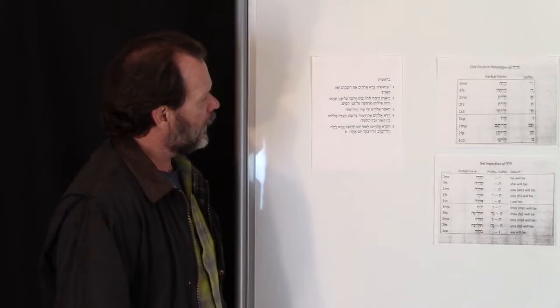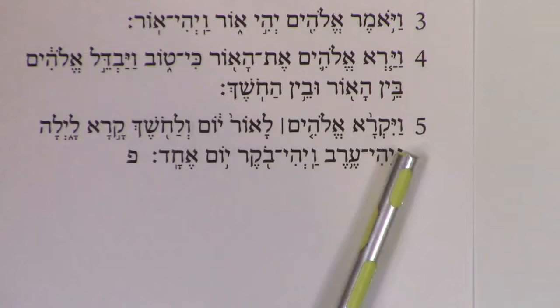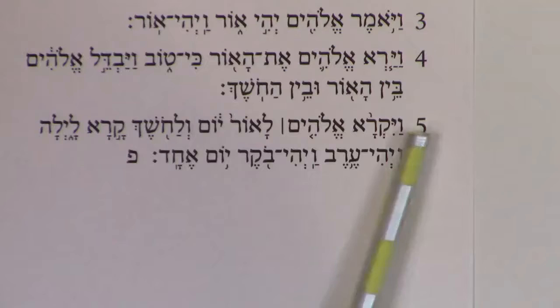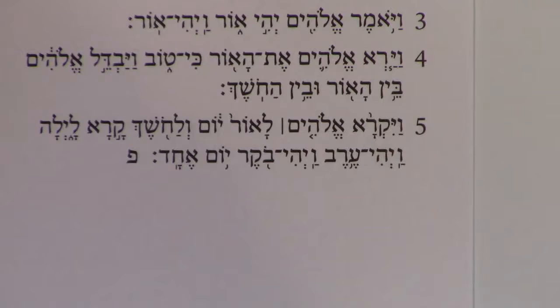So, yeah. So then we have it twice. We have it here as an imperfect, right? So let's parse it. The root is kara, qof-resh-aleph, and there is the yod that makes it an imperfect, and it's a vav conversive, so it is now in a perfect form, third person masculine singular, and "he called" is how you translate that. I just parsed it and translated it, okay?